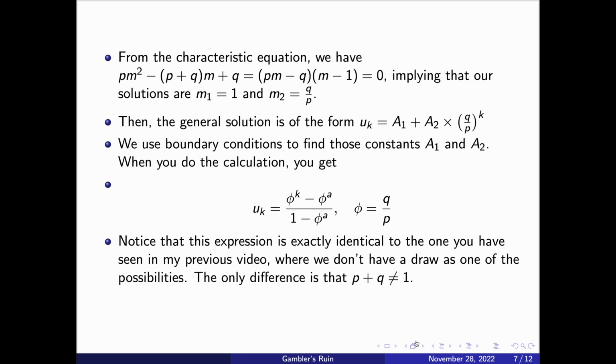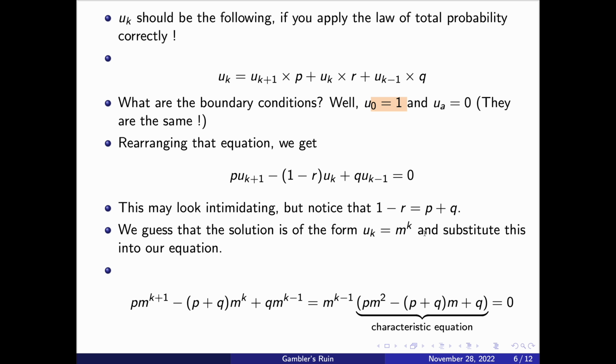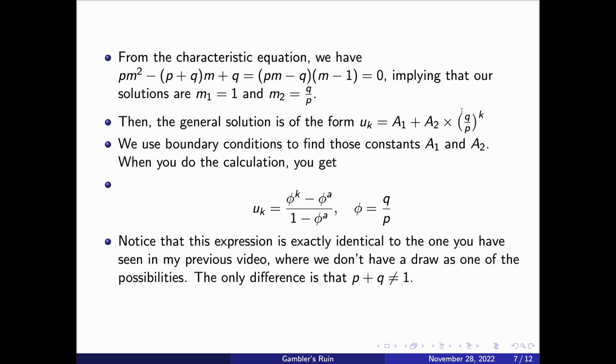So what are the roots? Well, when you factorize this equation, we get m1 is 1 and m2 is q over p. So the general solution is of the form a1 times 1 plus a2 times m2. m2 was this. But remember, we have m to the power of k, so we have a k here, right? 1 to the power of k is just 1. And then we have to use the boundary conditions to find the constants a1 and a2.